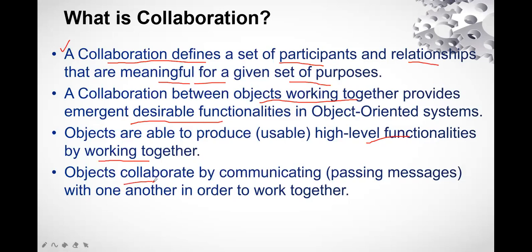So objects collaborate by communicating. That is what interaction is. In the last lecture on the sequence diagram, I elaborated on communication and interaction. This is the same thing: collaborating by communication, that is, by passing messages to one another in order to work together. When two people talk to each other, they communicate. How do they communicate? They pass messages among themselves, either through vocal speech or through written form. So this is what collaboration means.